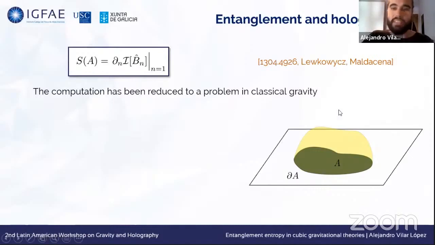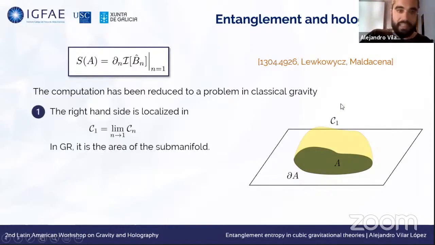This also has another important consequence, which is that the right-hand side localizes at the conical singularity, where you are changing boundary conditions. In particular, when you take the n equals 1 limit after taking the derivative, the computation localizes at what would be the limit, as n goes to 1, of these conical singularities.